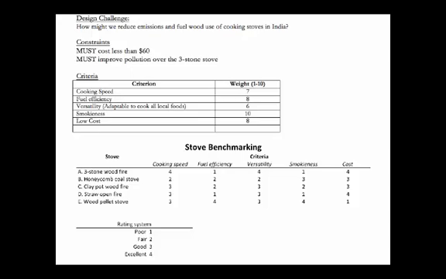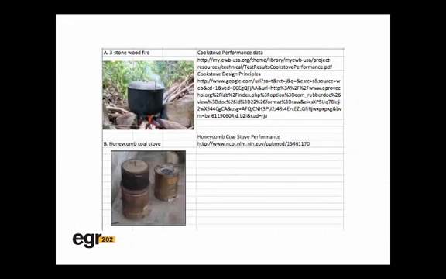And if you look on the overview document on Blackboard, you'll find this information there, and you'll also find pictures of the stoves. Here are 2 pictures of the stoves, A and B, the 3-stone wood fire and the honeycomb coal stove. And also notice on the right side, you're given links of where the data came from to get this information. When you finish this benchmarking exercise, to add 2 or 3 more benchmarks to this, you also need to put down the source of where you got it, so we can go get the information if we need it.